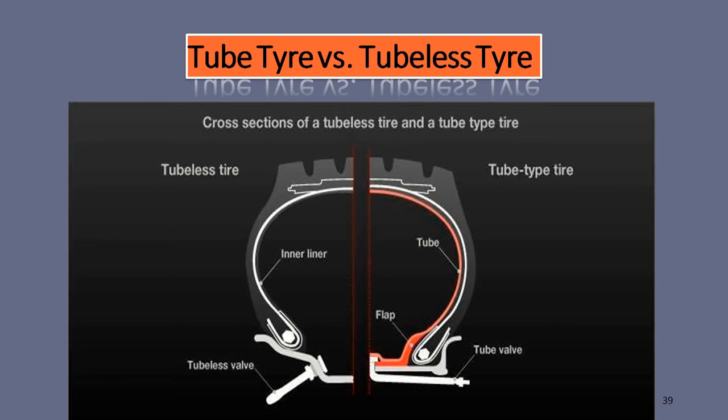Now we can compare the tubeless tire with the tube tire. In the first half is the tubeless tire, and the second half shows the tube type tire. Now the inner liner is shown, and with the tube, the red portion shows the tube, and a flap is provided. In the middle portion, the valve is fitted centrally on the rim. In a similar way for the tubeless tire, on this side we can fit the tubeless valve.